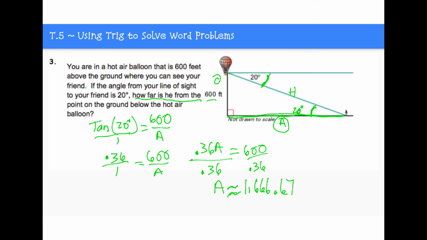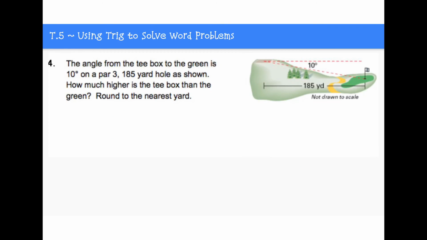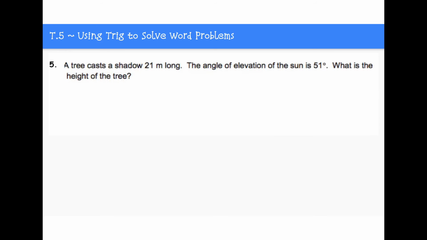And because this is a word problem, let's label it. My label here is feet, so feet is what I'm looking for. You should hopefully be getting the problem and kind of how this works. So try a couple of these on your own. Number 4 has a picture, so I'm going to skip that one, but let's look at number 5 then.